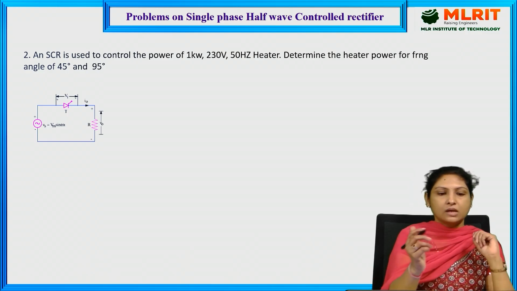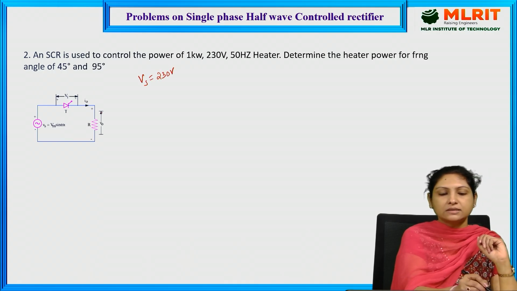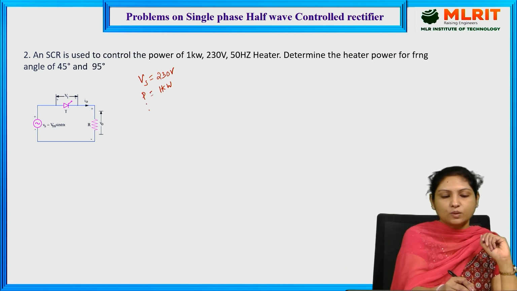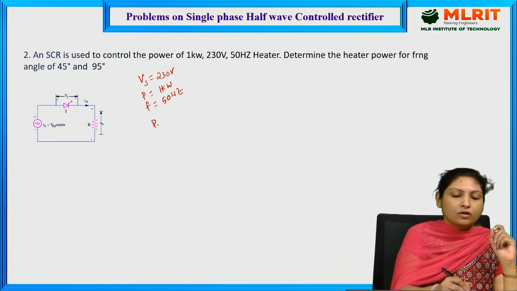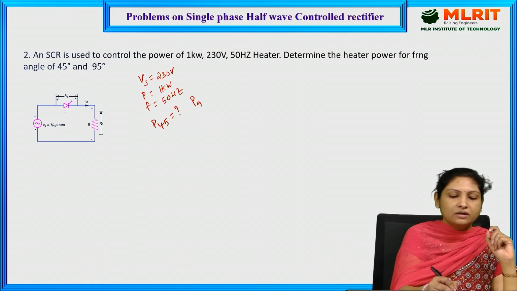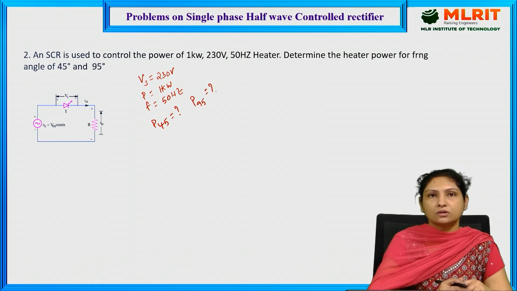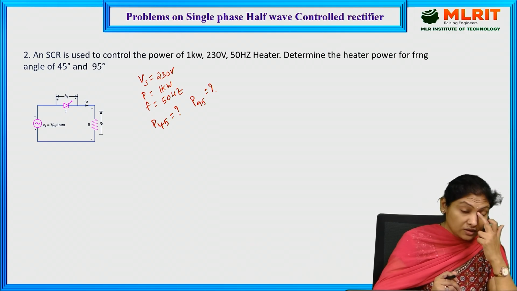Let me write down the given data. Here Vs is equal to 230 volts, and power is equal to 1 kilowatt. Frequency is 50 Hz. Determine the heater power for firing angle of 45 degrees as well as 95 degrees. Here we are asked to find out the power. How to find out this power at 45 degrees and 95 degrees?